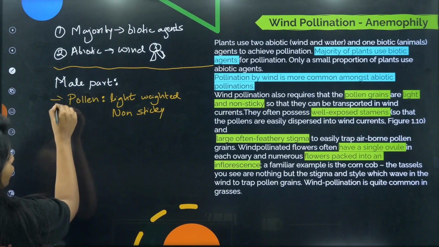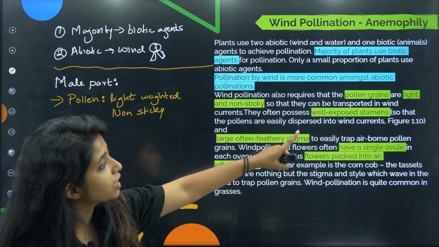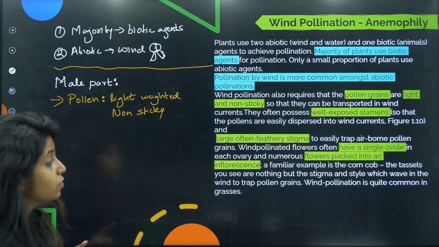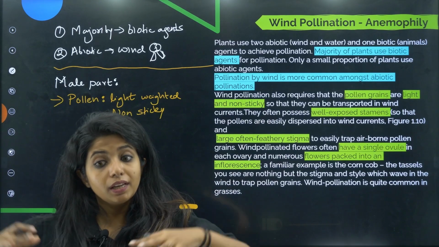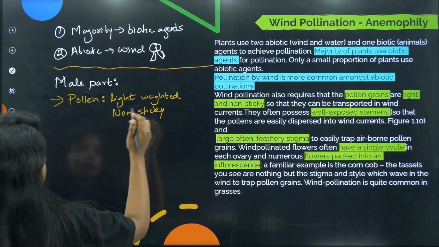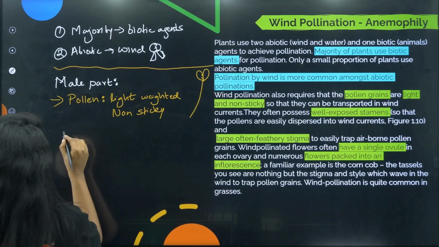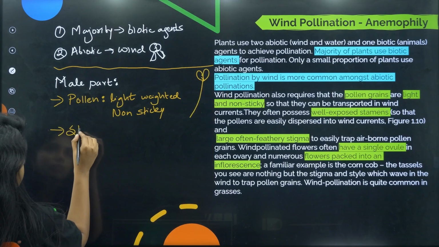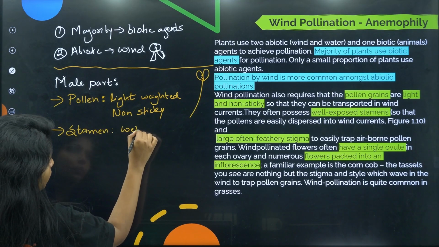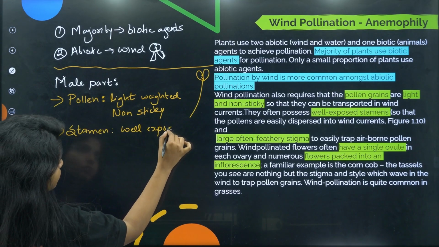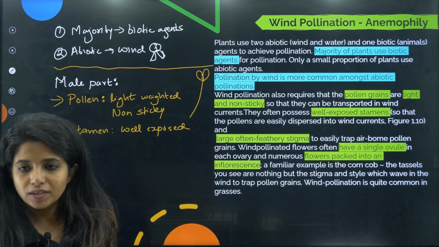Now, going ahead, what do we have? Let us see. They often possess well exposed stamens. So, usually the plants that show wind pollination have very exposed stamens. Their stamens would be large, they would be exposed. So, I am saying not pollen, the stamen. If you talk about the stamen as a whole, it will be well exposed, so that if the wind comes, it can take away the pollen grains as well.